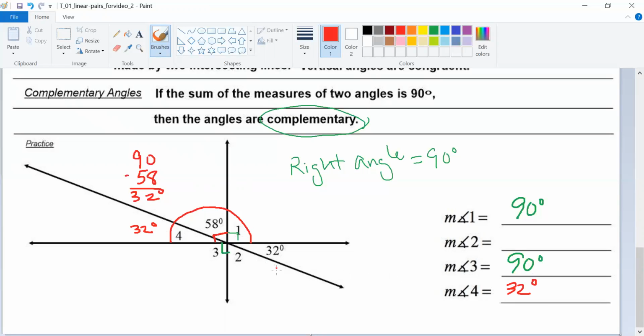And then we have one more left. Well, what do you know? This angle over here is 58. This 2 has to be vertical. This 32 was vertical from that 32. That means this one also has to be 58 degrees. So this is 58 degrees.